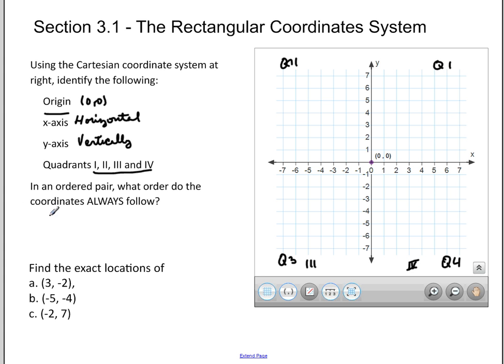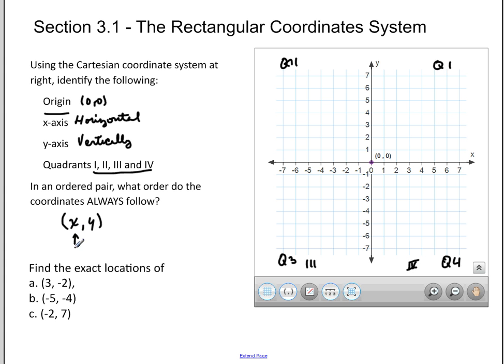Okay, so it says in what order? In an ordered pair, what order do the coordinates always follow? Whenever you see a coordinate pair, it is always given this way. The x-coordinate is first, followed by the y-coordinate. Always, always, always. Some people sometimes get in a hurry, mix that up, just be aware. Go in alphabetical order. X comes before y.